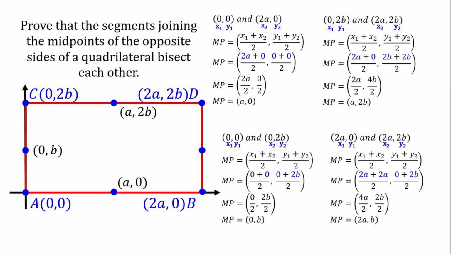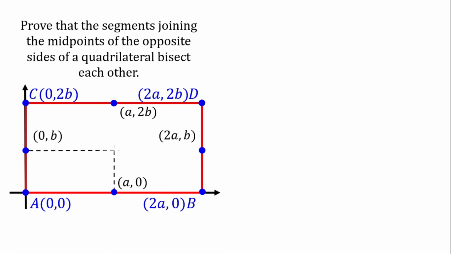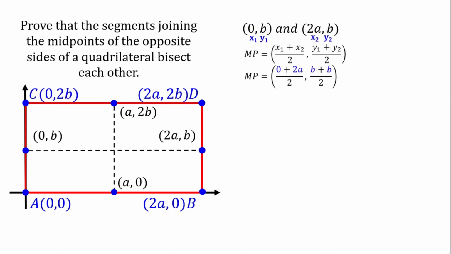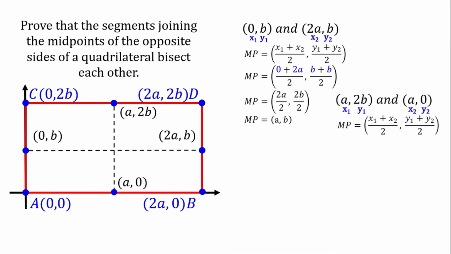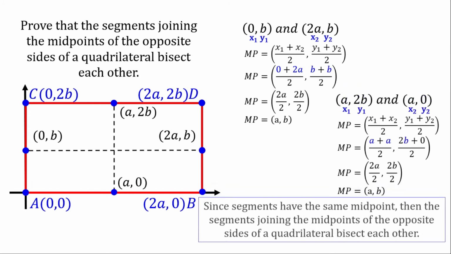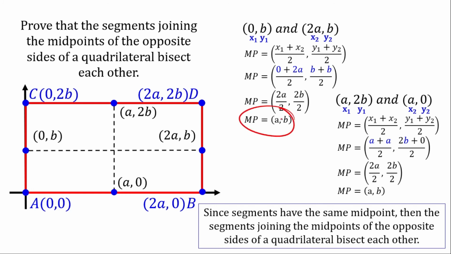Now with these midpoints, let's join them. Let's get the midpoint of each segment. Since they have the same midpoint, we can say that they bisect each other. So that's how we prove this.